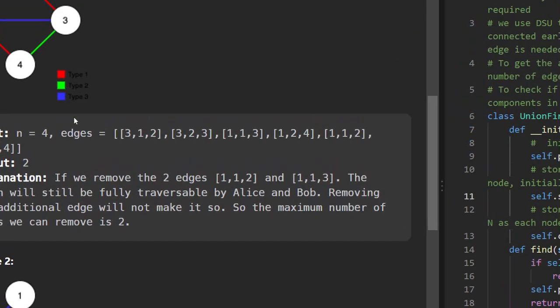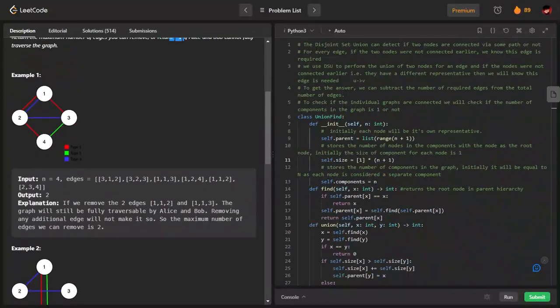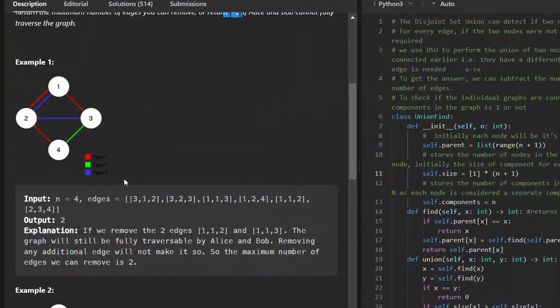Let me quickly trace the examples for you. Example one is very important. It's a big example. From the graph coloring, you will be able to understand that red represents type 1, that means Alice can travel, green represents the one which Bob will travel, and type 3 is the one which anyone can travel. So these are the edges. Please pause the video and have a look at it. Now they are asking which others can be removed.